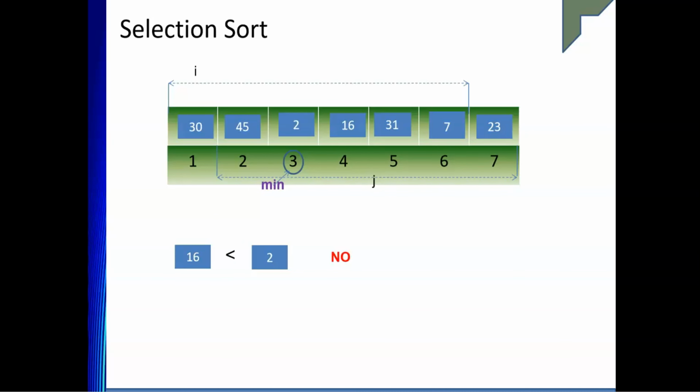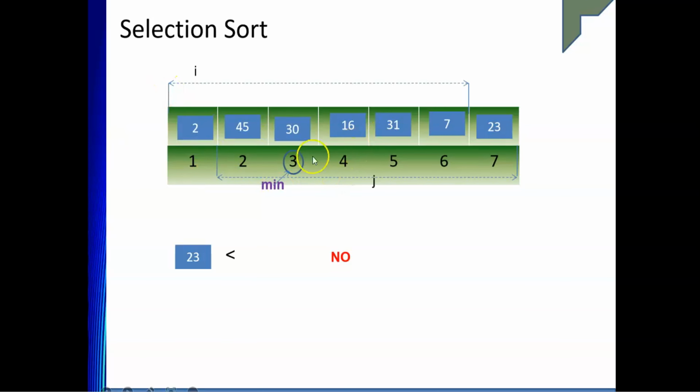No. Then I start with 31. Is 31 less than 2? No. Is 7 less than 2? No. Then is 23 less than 2? That is also no. So I got the first element to be 2, and I've shifted from position number 3.